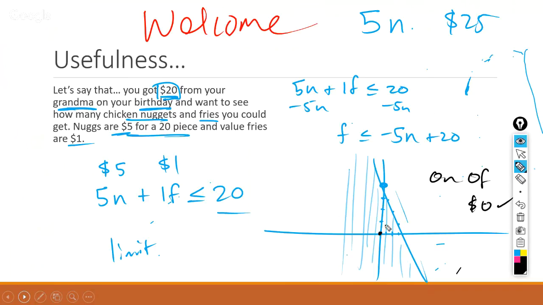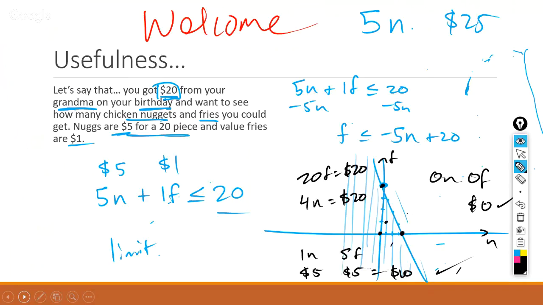We could go right here. That would be F, and this would be N. That would be 1 nugget and 5 fries. So that's $5 and another $5, which is $10, which is less than 20. So that works. You could be on this line right here, and that's 4 nuggets, which is $20. That's our limit. Or sorry, 20 fries. 4 nuggets is over here. 20 fries, also $20. That's another limit.